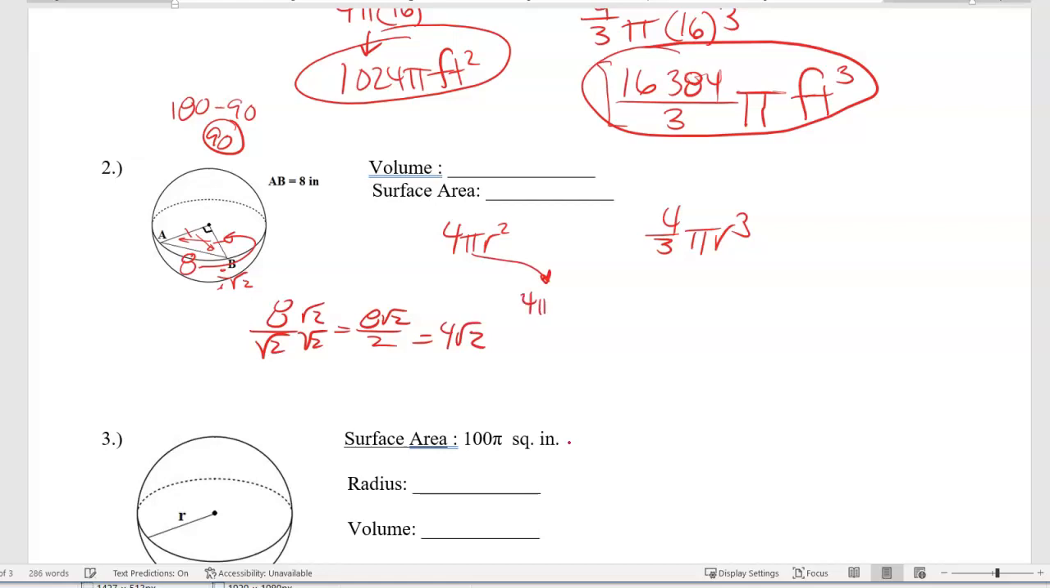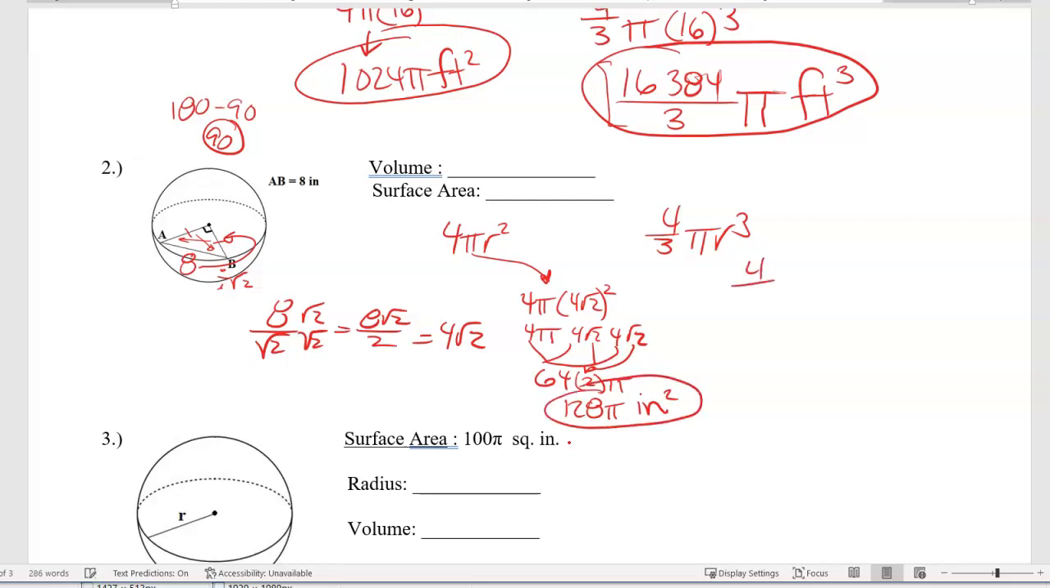So on this problem, you get 4 pi times 4 rad 2 squared, also known as 4 pi, 4 rad 2, 4 rad 2. 4 times 4 times 4 gives me 64. Rad 2 times rad 2 is rad 4, which is just 2. And then you have pi. And that gives you 128 pi inches squared. That would be your surface area.